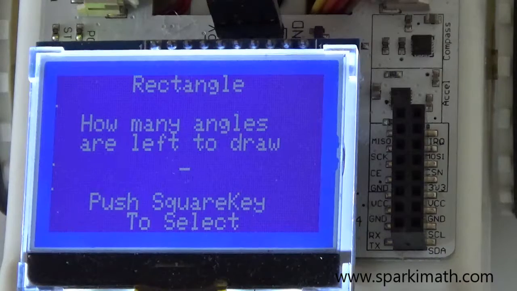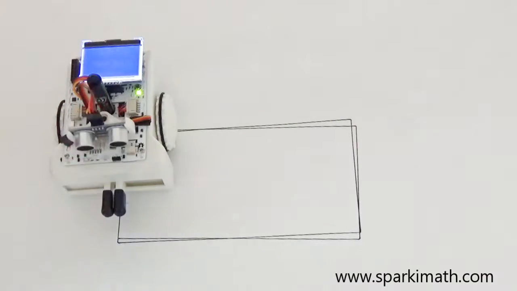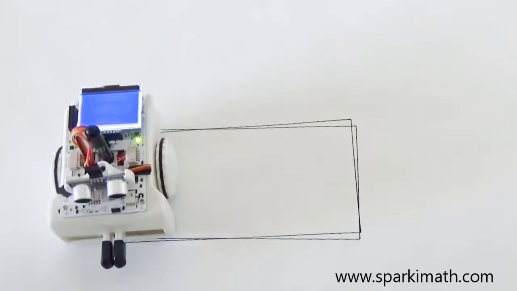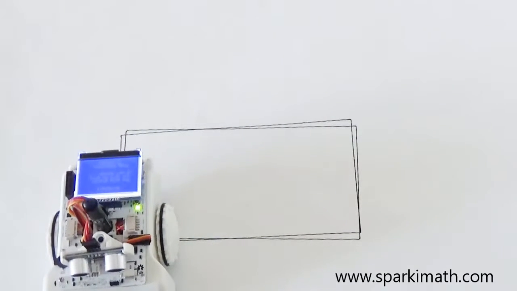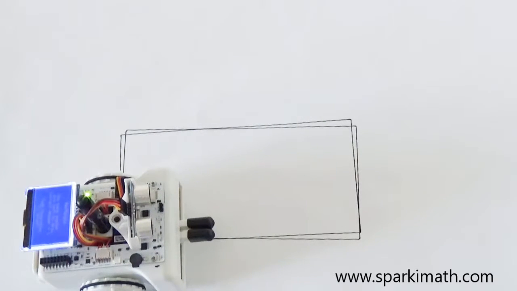How many angles are left to draw? Well, I accidentally keyed in 2. The correct answer is 1, so let's see what Sparky does. He shakes his head no, like that's not the right answer. But he keeps on going, and he finally completes the rectangle. So Sparky can actually answer no to a question that's wrong.